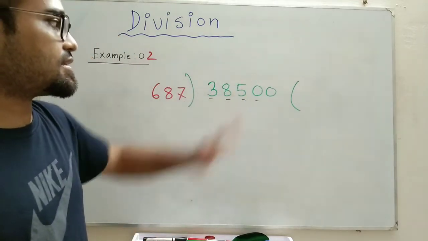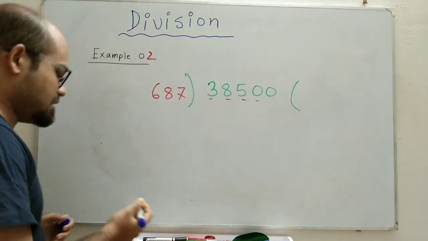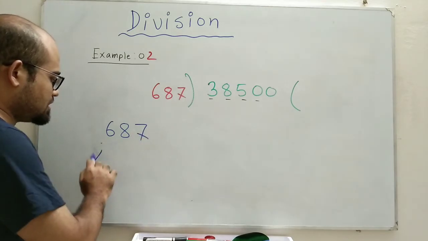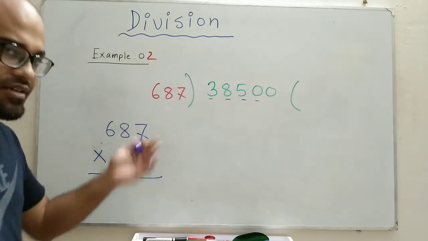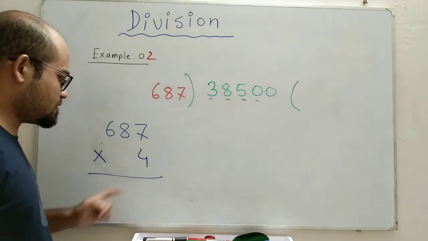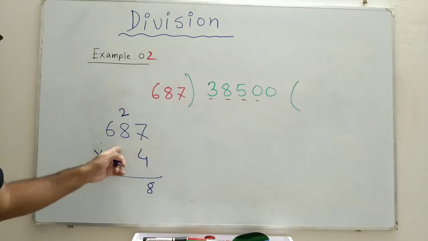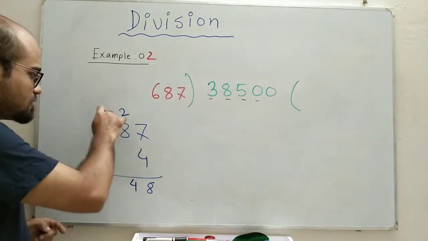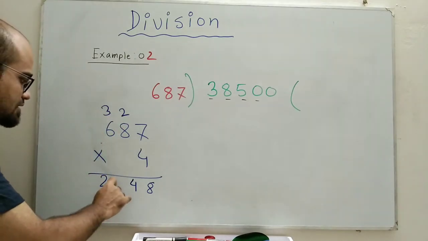Now, 687 times what gives me 3,850? So let's do that in the rough. 687, well, seems 4 is a good choice. Let's carry out the calculation and see whether we are correct or not. 7 times 4 gives me 28. 8 carry 2. 8 times 4 gives me how much? 32. 32 plus 2 gives me 34. 4 carry 3. 6 times 4 is 24 plus 3 gives me 27.